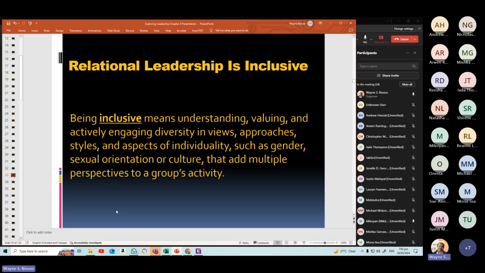So, this is probably one of the most challenging aspects of this model. The model says that we need to be inclusive. And this is what they mean by being inclusive, that we understand and value and actively engage diversity, different approaches to everything in life. This is by far going to be one of the biggest challenges that faces any modern leader in our environment, especially as a lot of these issues have become even more problematic in light of how people are responding to it.